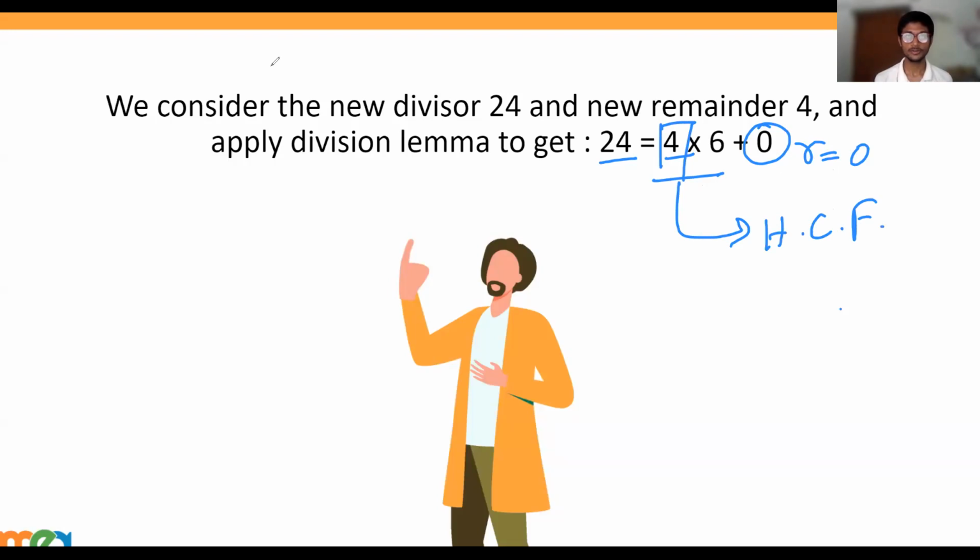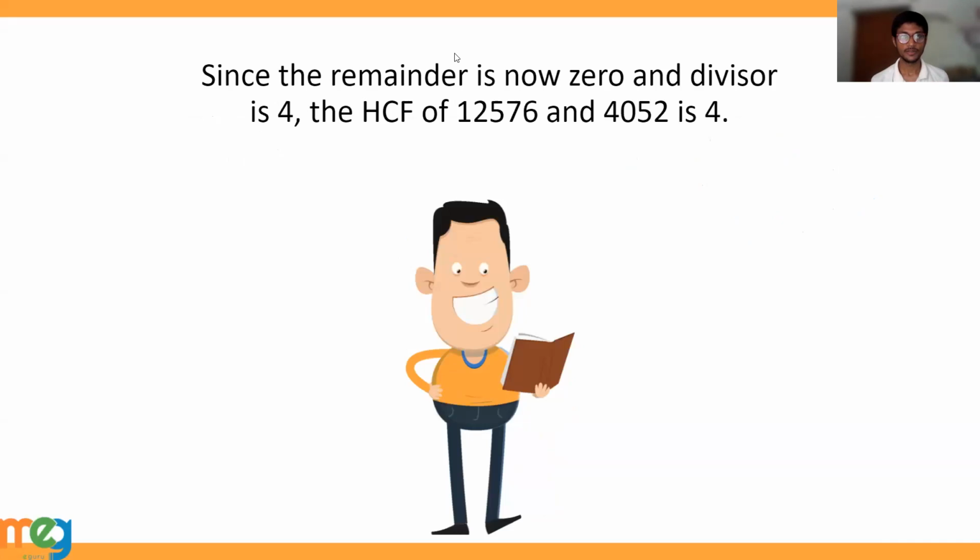So moving on. Since the remainder is now 0 and the divisor is 4, the HCF of 12,576 and 4,052 is 4. So that's how we'll get the answer. This is our answer.